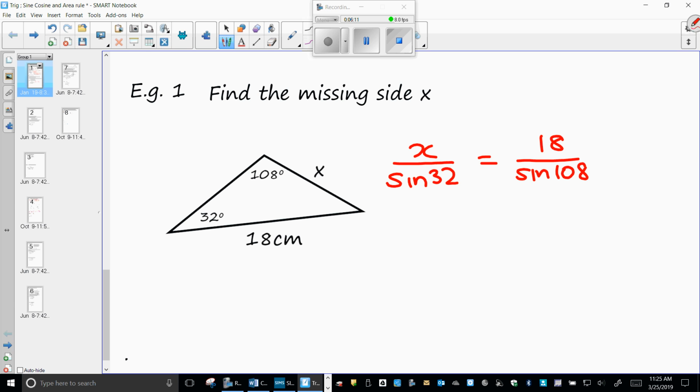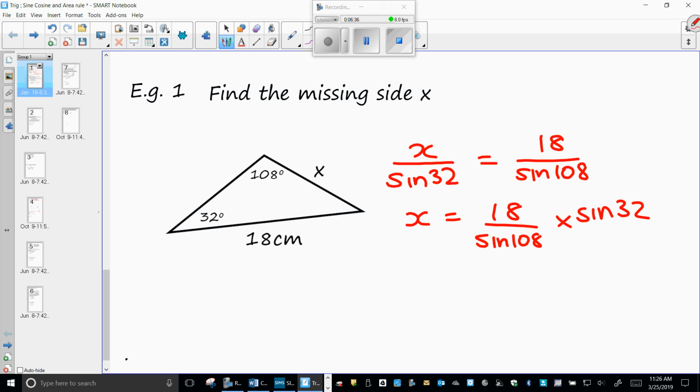Now, if you're trying to find a length, you're going to write the length from the top. Now, we're going to rearrange this. We know normal rearranging rules mean that if I want x on its own, I have to undo this divided by sine 32, which means that we're going to multiply by sine 32. We have to multiply both sides. So this now becomes that.